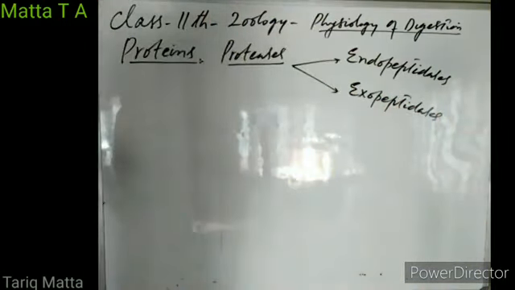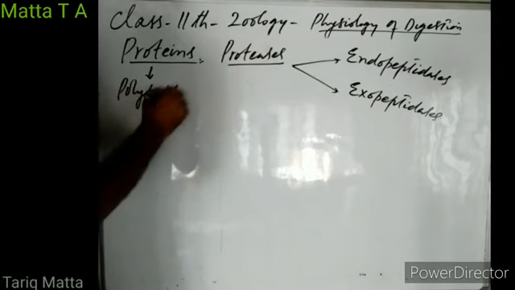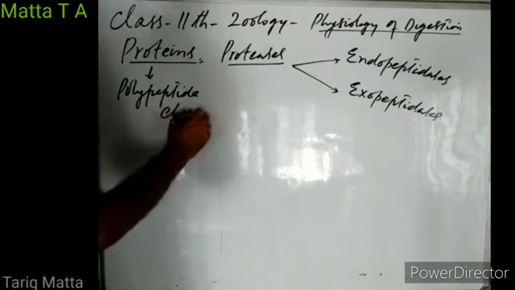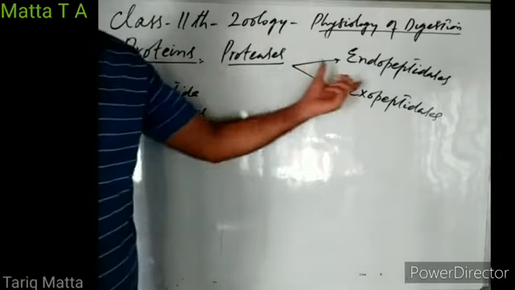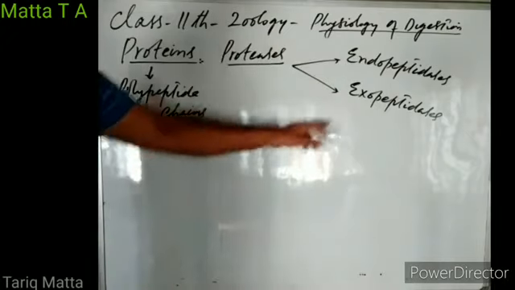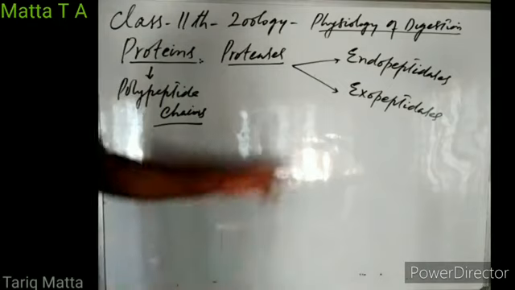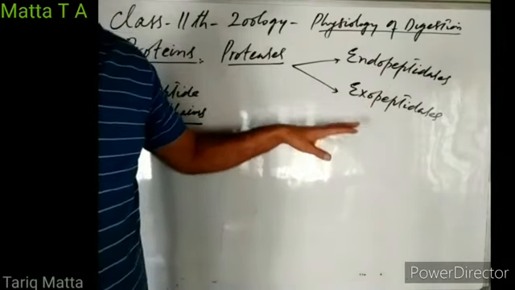So we know proteins are formed of long polypeptide chains. We need to break these polypeptide chains. For breaking these polypeptide chains, we have proteases, which are of two types: endopeptidases and exopeptidases. So what are endopeptidases? These endopeptidases are the enzymes which break the internal peptide bond of a polypeptide chain.